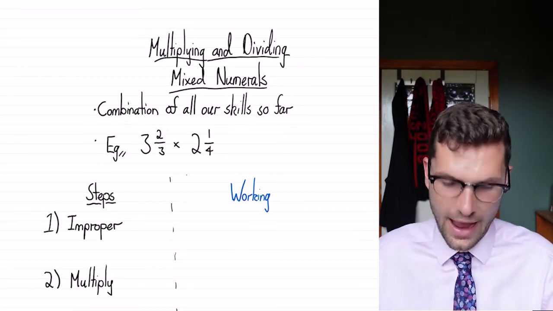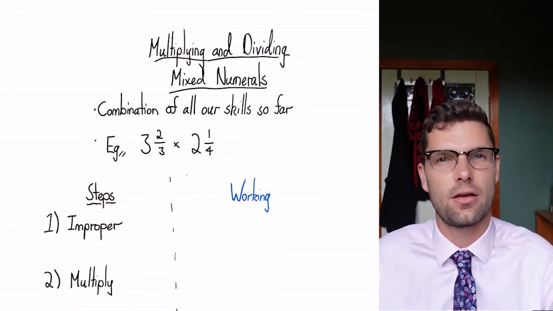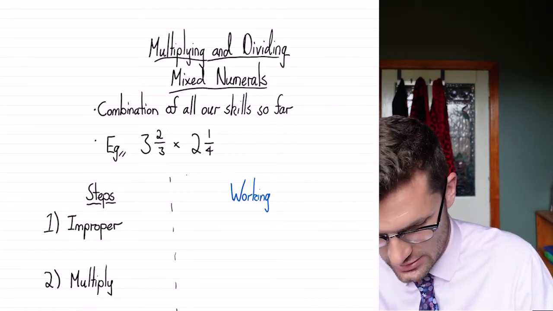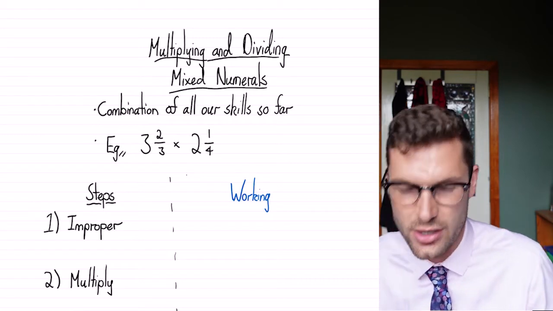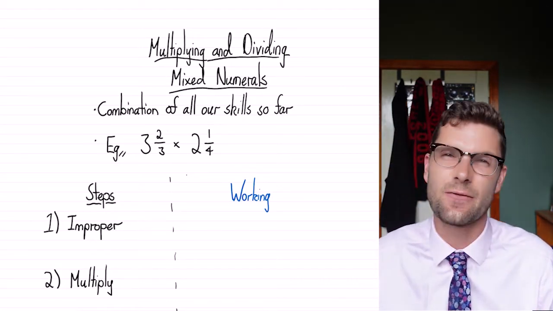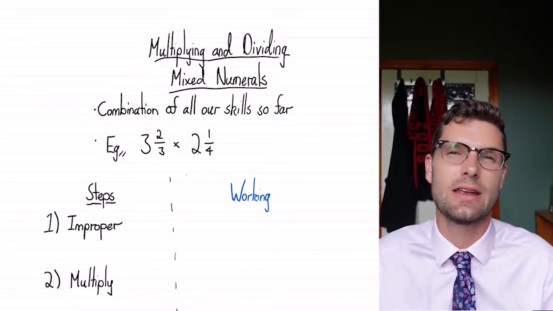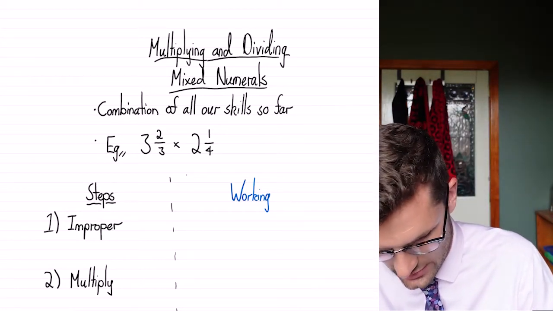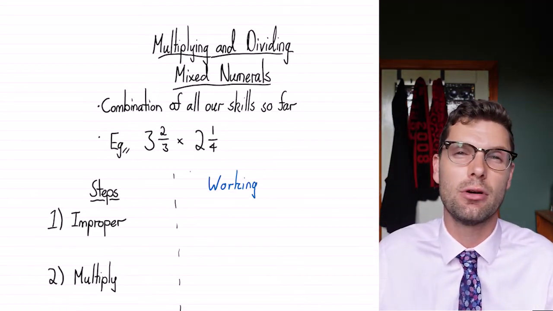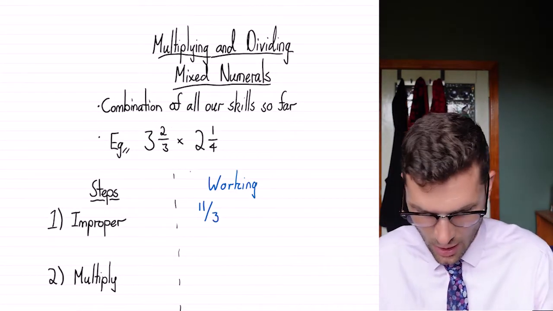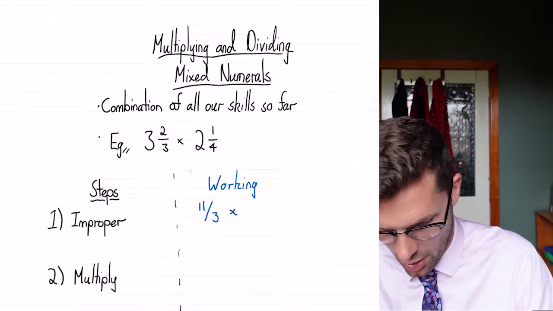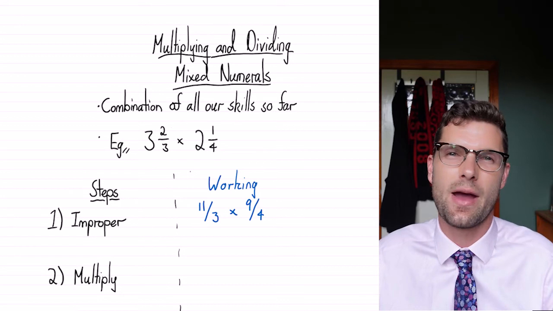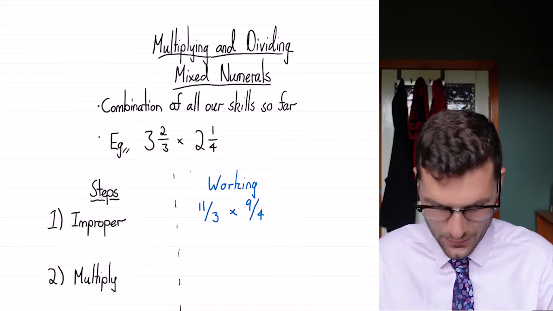So we're going to have the steps on the left and the working out here on the right, and we're going to go through them together. So our first question is 3 2/3 multiplied by 2 1/4. So the first thing we've got to do is change this into an improper fraction. So 3 and 2/3 is equal to 11 over 3, remembering that the denominator is always the same, multiplied by 9 over 4. And if you're struggling with that conversion, please go back and have a look at the improper fraction video, okay?